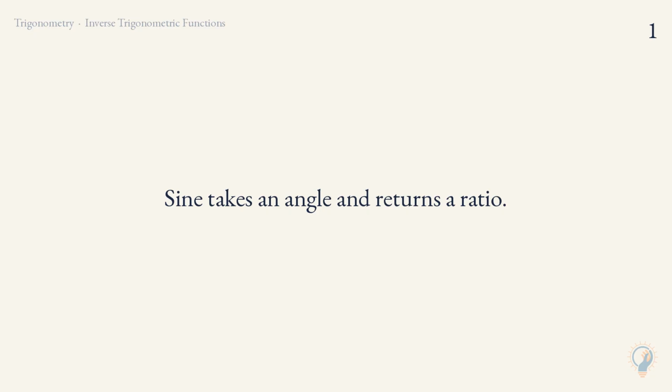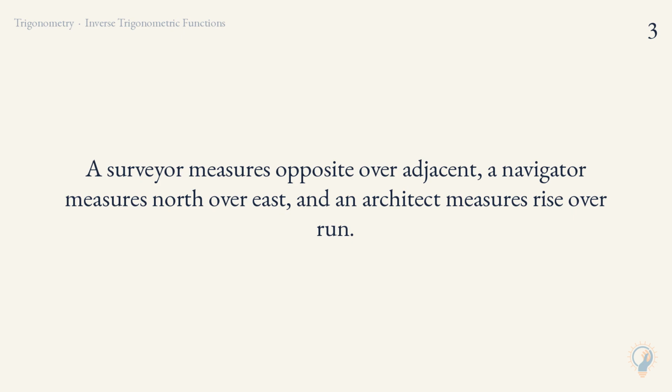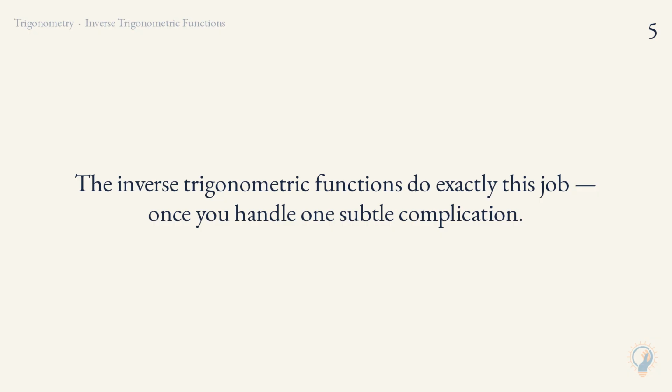Sine takes an angle and returns a ratio. The inverse problem is just as useful. Given a ratio, recover the angle. A surveyor measures opposite over adjacent, a navigator measures north over east, and an architect measures rise over run. Each of them needs to compute an angle from a ratio. The inverse trigonometric functions do exactly this job once you handle one subtle complication.